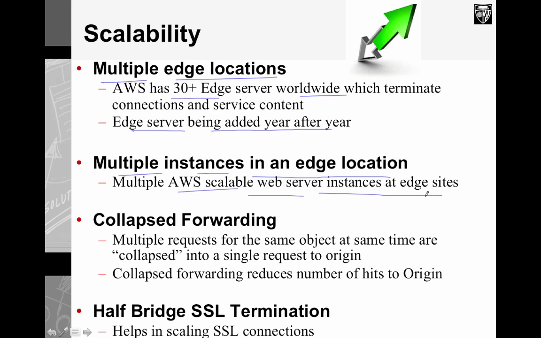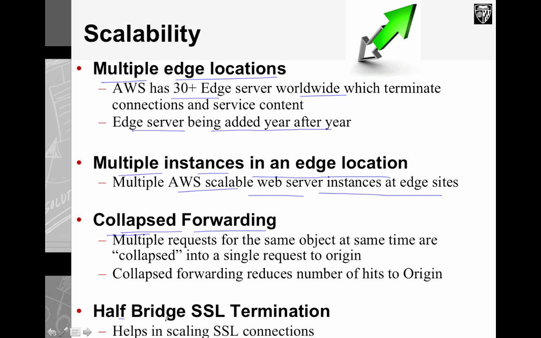It actually uses the AWS scalable infrastructure in order to launch instances at edge sites when their loads become higher. It also uses a technique called collapsed forwarding, which is when multiple requests are being made at the same time. So let's say that 10 people are asking for the same content. Then in that case, rather than making 10 requests to the origin server because they came in at the same time, it actually collapses all those requests into one request. It's what is called collapsed forwarding. It has that feature too.